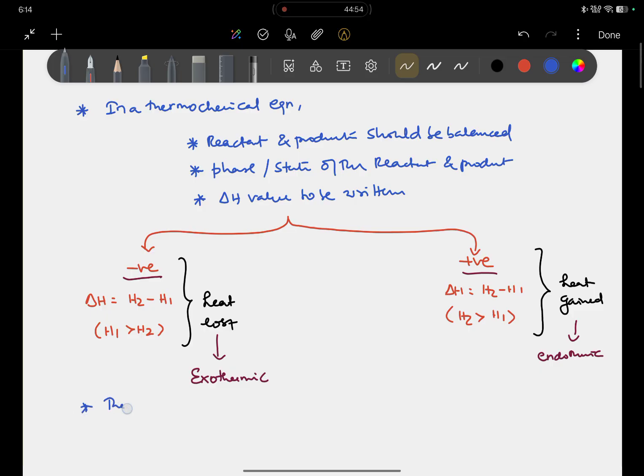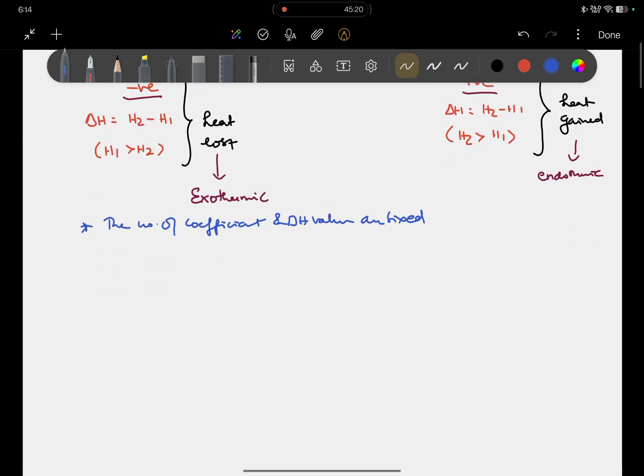Second thing, the number of coefficients and the delta H values are fixed. If you change the number of the coefficient, the delta H value will also change. To give you a clear picture, let me take an example.